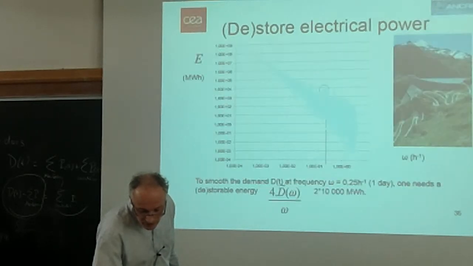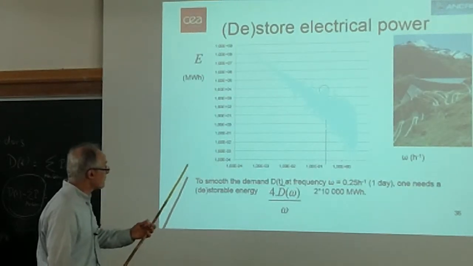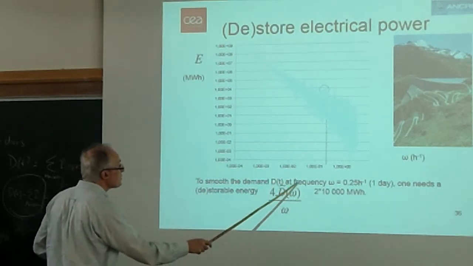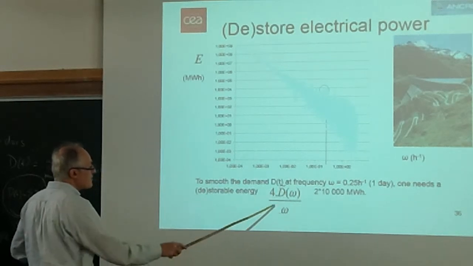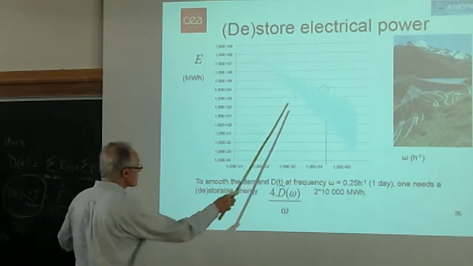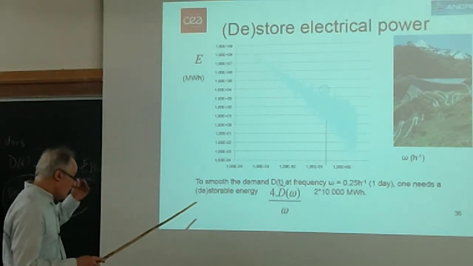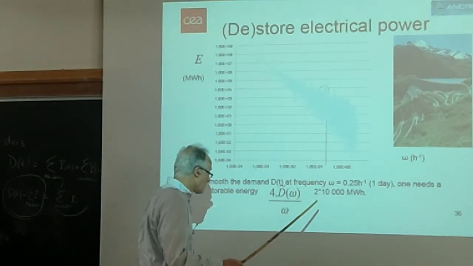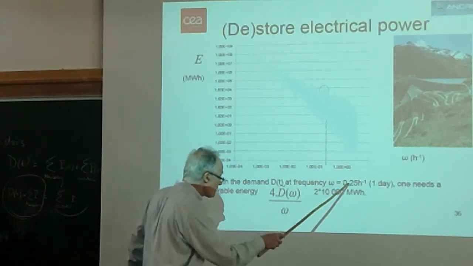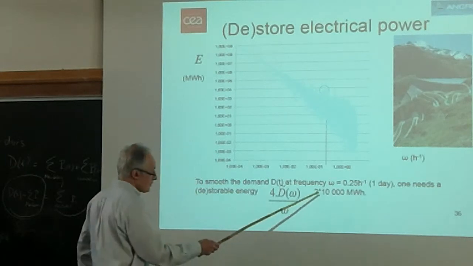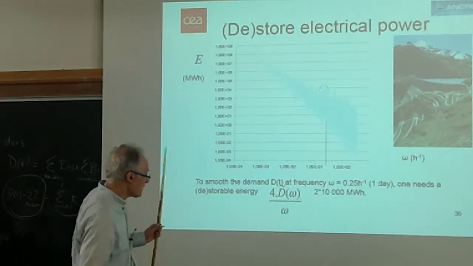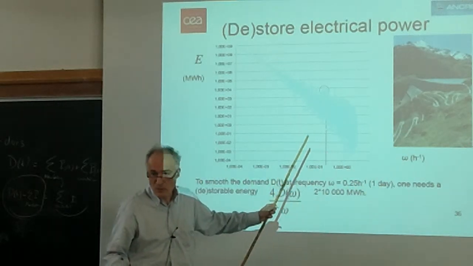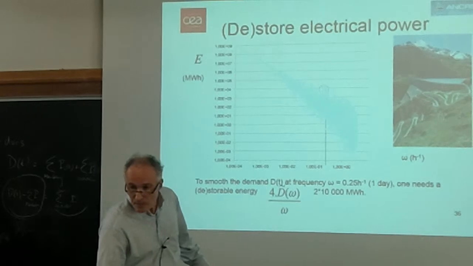I have no time to describe it in detail, but you can read from this graph, where we have calculated the Fourier transform divided by the angular frequency, the energy needed to smooth the fluctuations at, for instance, the daily frequency. In the case of France, you need 20 gigawatt hours, which can in fact be produced by the pumping stations that we already have.